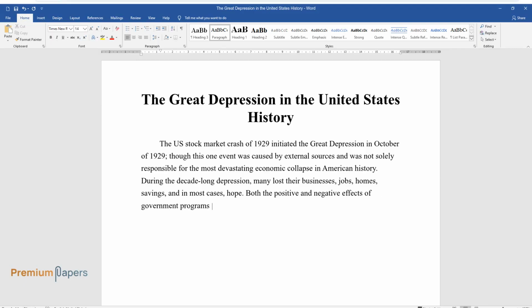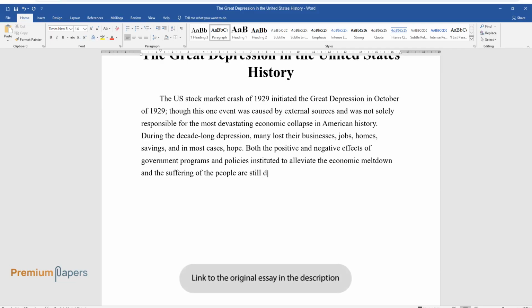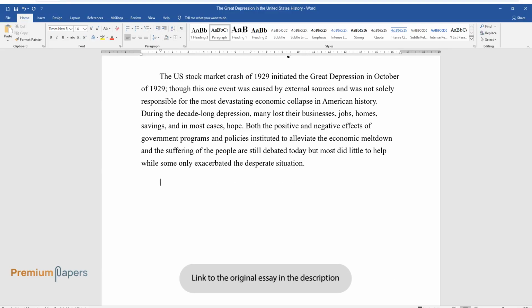Both the positive and negative effects of government programs and policies instituted to alleviate the economic meltdown and the suffering of the people are still debated today, but most did little to help while some only exacerbated the desperate situation.